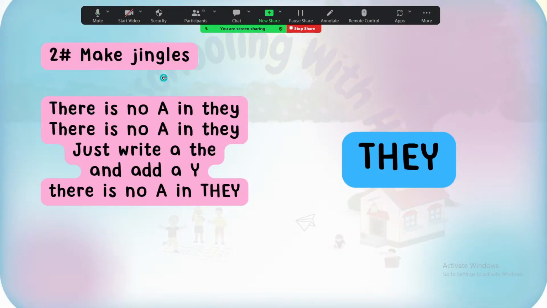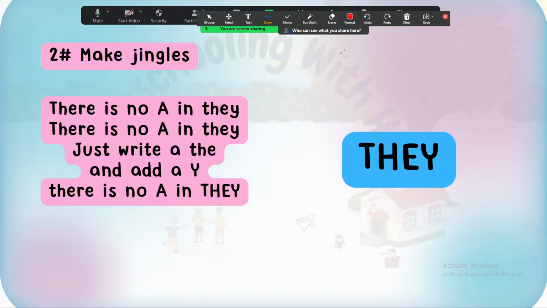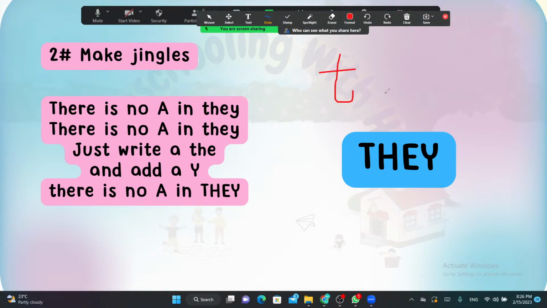The second thing I love the most is making jingles. For example, in the word they, we have the spelling T-H-A-Y. These are the sounds, right? The and A, they. But we write it differently, T-H-E-Y.